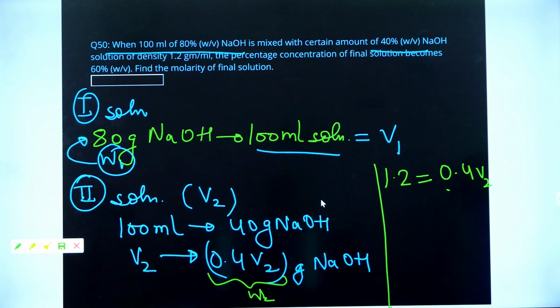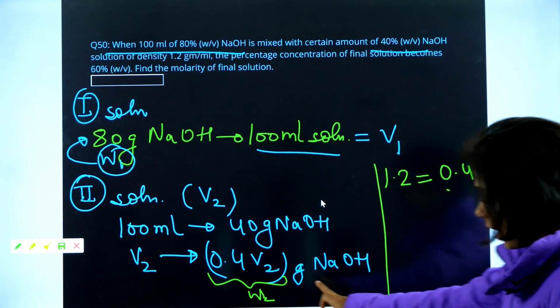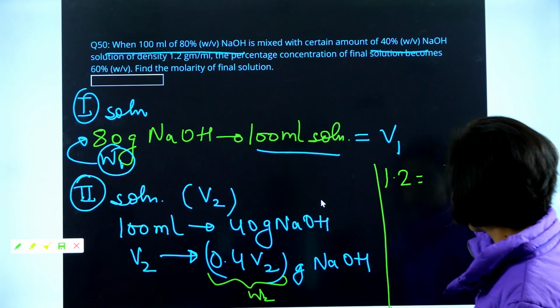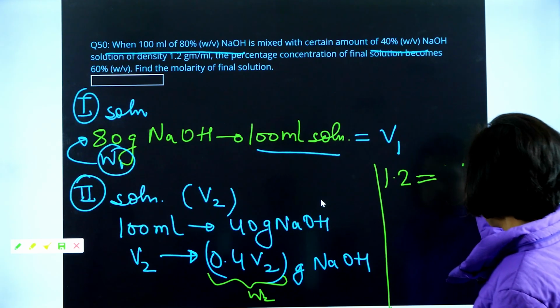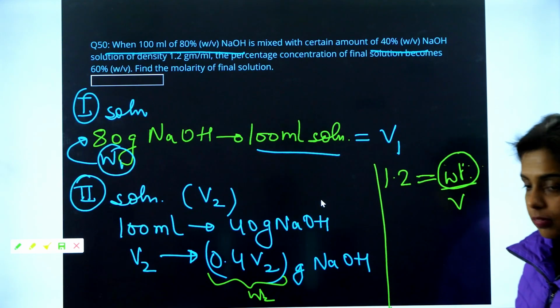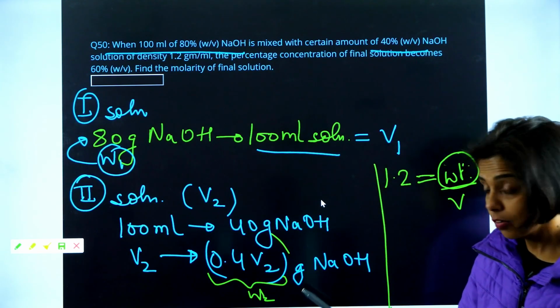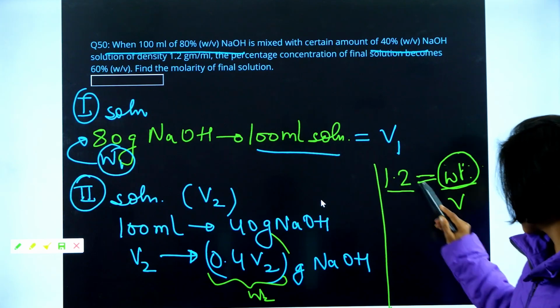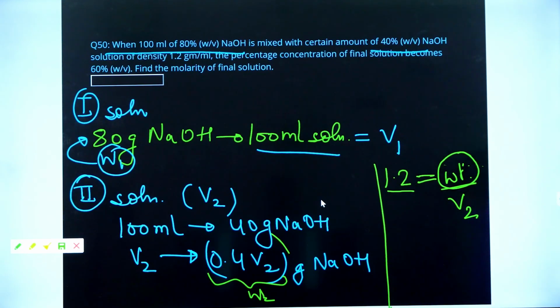Now, please let me know. The weight W2 is 0.4 V2. This is the weight of NaOH solute, and density is the weight of solution divided by the volume of solution. So weight of solution, this is the weight of solute, guys. Please mind it. This is the weight of solute, right? Density is given, volume is V2, guys. Volume here is V2.